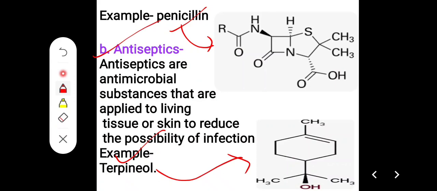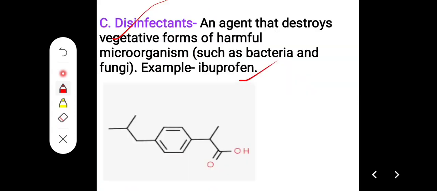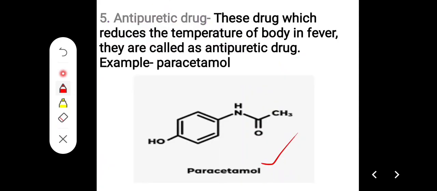Now we have to know antiseptic. Antiseptics are antimicrobial substances that should be applied to living tissue or skin to reduce the possibility of infection. As for example terpineol. Okay, disinfectant, an agent that destroys the vegetative form of harmful microorganisms such as bacteria or fungi. As for example ibuprofen. Okay, now antipyretic, the drug which reduces the temperature of the body. In favor they are termed as antipyretic drug, paracetamol.